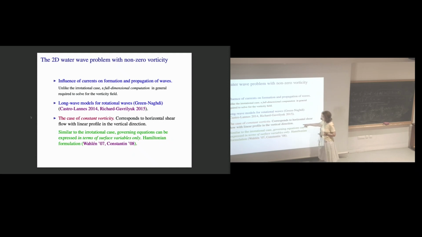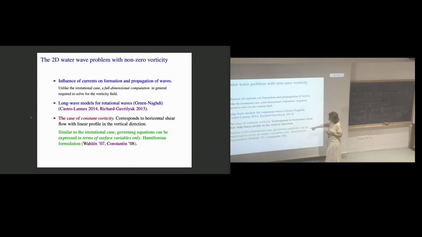In this case, with constant vorticity, it is like in the irrotational case, you can reduce the evolution to variables on the surface only. And in particular, at about the same time, Wahlén and Constantin proved that indeed these equations are Hamiltonian. So that's perfect in our situation.